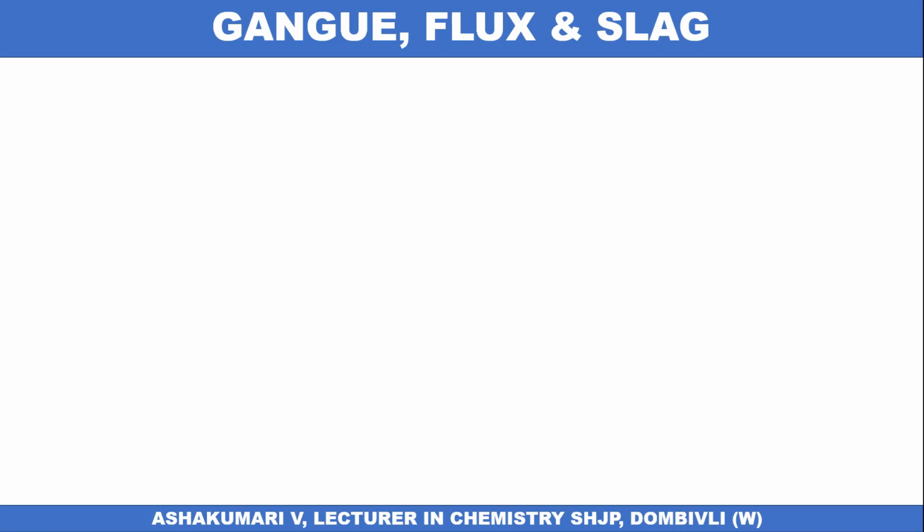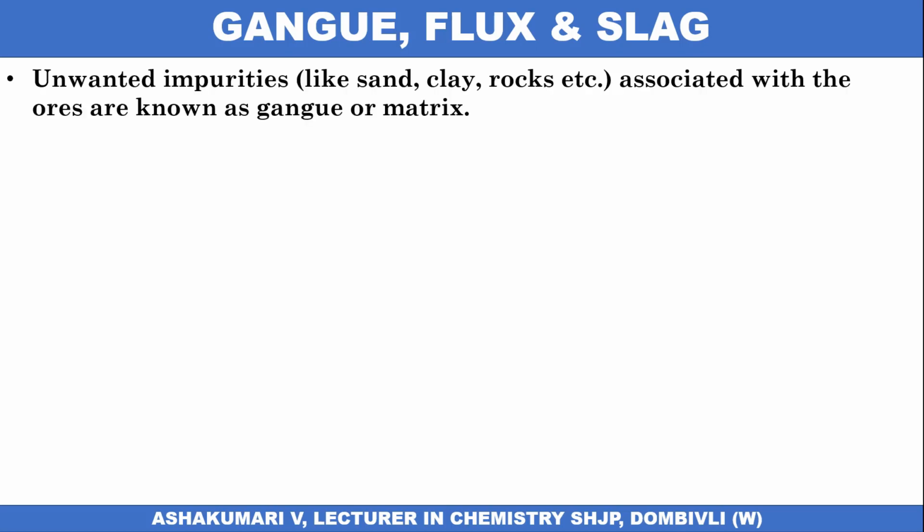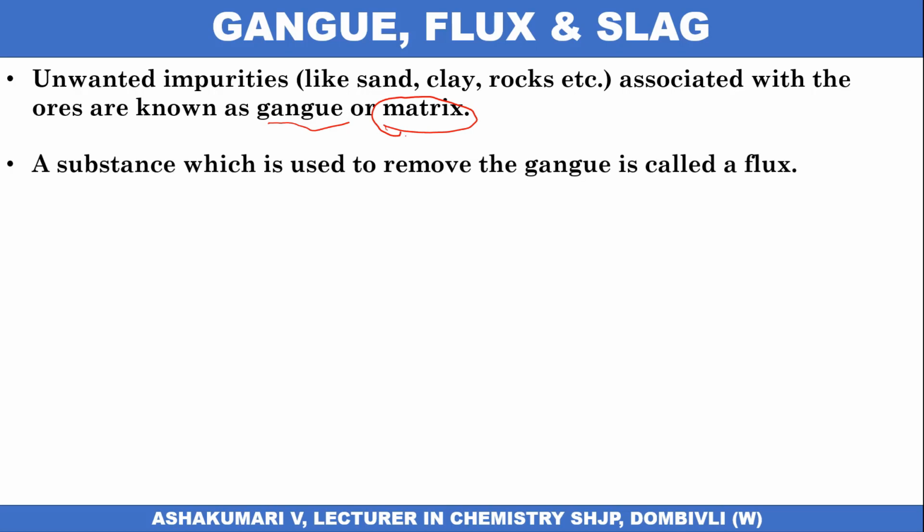In this slide, let us understand the concept of gangue, flux and slag. Ores are usually contaminated with large amounts of impurities such as soil, sand, clay, etc. Unwanted impurities associated with the ores are known as gangue. Gangue is also known as matrix. A substance which is used to remove the gangue is called a flux.